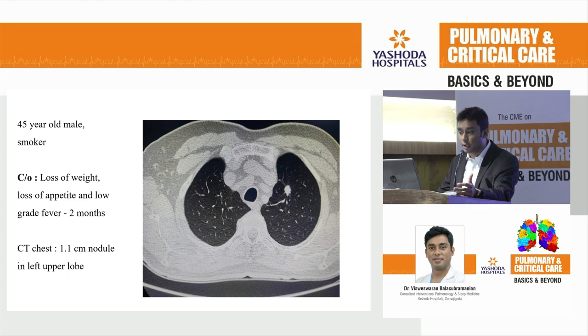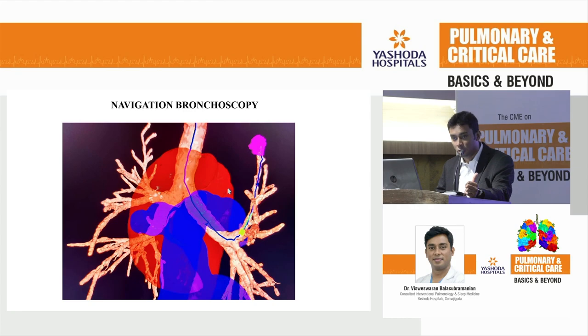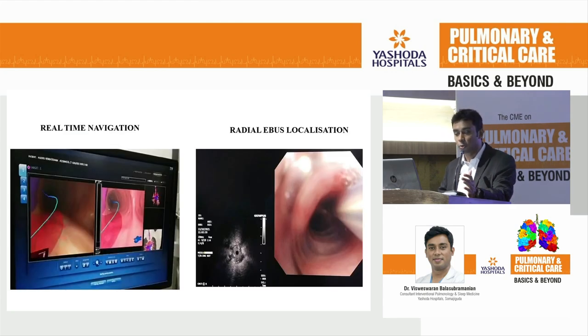So this guy was a 45-year-old male and he was having a 1.1 centimeter nodule in the left upper lobe. Previously these nodules were not approachable, but now we have many advanced techniques like navigation bronchoscopy, which is just like your GPS map, will take you exactly where you have to go. And you use a radial probe EBUS. The image which you are seeing down onto your right side is the radial probe.